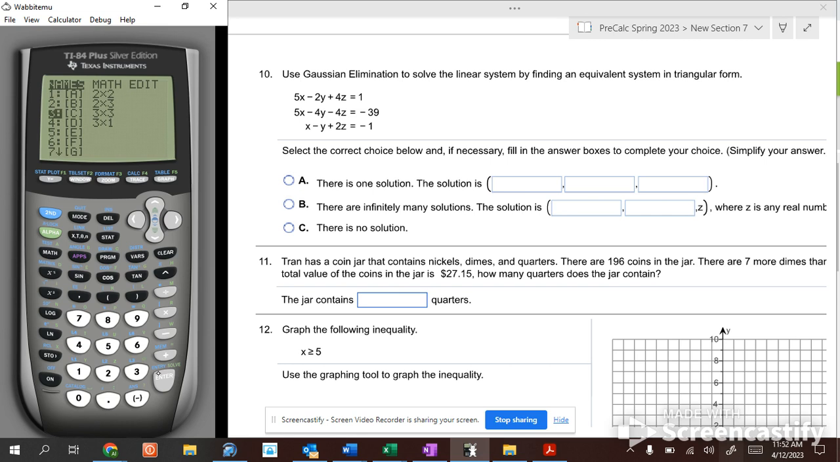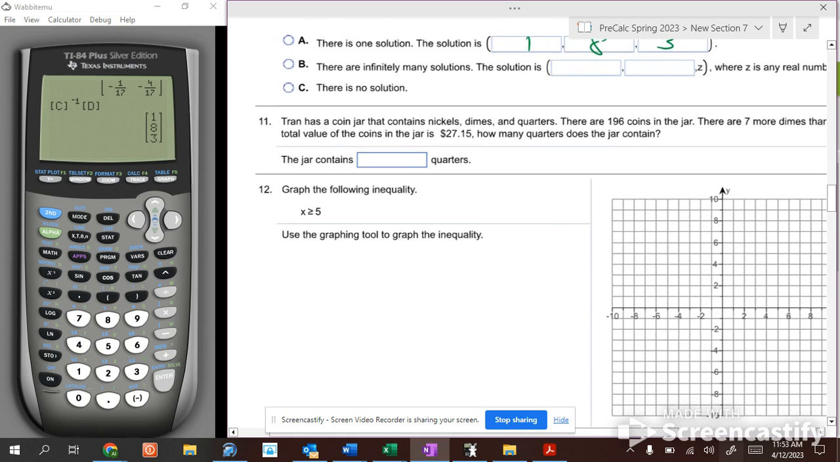I want the inverse of the first one times the second one. So the inverse of C times D. And it gives me answers, 1, 8, and 3. If you check 1, 8, and 3 in these, 5 minus 16 is negative 11, plus 12 is 1. And then all of them, it works.